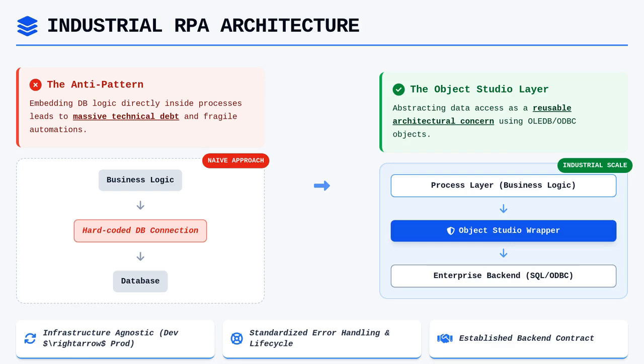This approach directly contributes to a more resilient system that acts predictably under varying load conditions. It is not just about moving data. It is about establishing a contract between your automation and the enterprise backend systems.